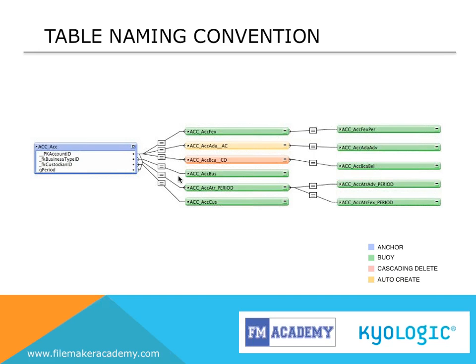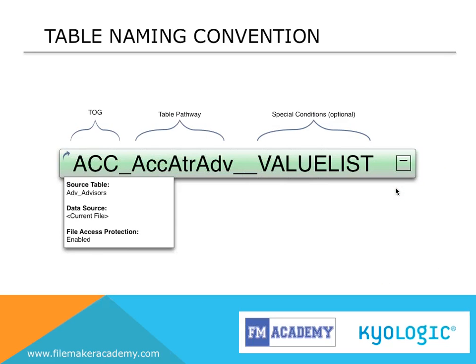And what this allows us to do is to use this form, which is very clearly laid out, as a tool to understand the structure of our data. And I'll show you in a few minutes how valuable that is when you're trying to code. So this is how it works. And this is just a reproduction of one of those little pads that I showed you. So your first one is your TOG. Your second one is your table pathway.